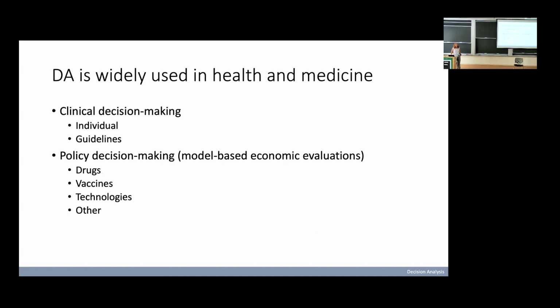It's very commonly used in health and medicine. So we use it in clinical decision-making at the individual level. It's used very often now, or increasingly, for guideline development, so kind of building this type of models. And it's been standard pretty much, I would say, in policy decision-making in health. So decision-making on drugs, on vaccines, technologies, other kind of programs.